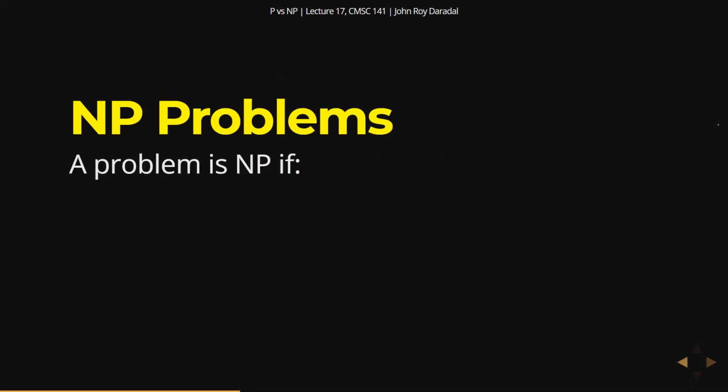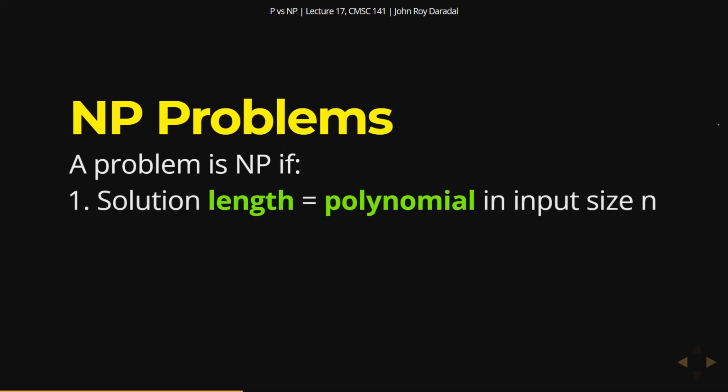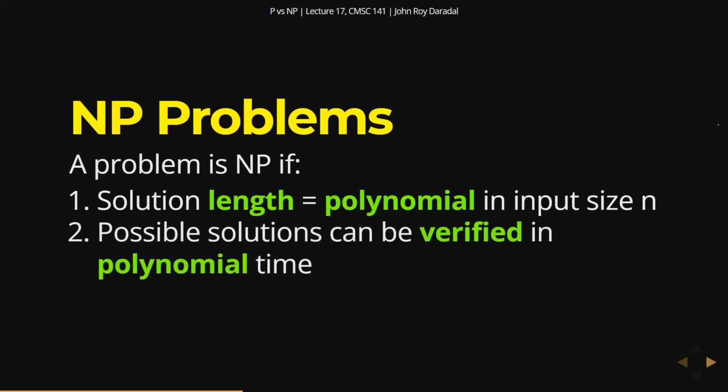Formally, an NP problem is defined as follows. A problem is non-deterministic polynomial if, first, the solution length is polynomial in input size n. So the length of the solution is a factor of n to a polynomial power. And the possible solutions can be verified in polynomial time. So the time it takes to verify that it really is a correct solution is also polynomial. It doesn't take long, it's just a quick verification.